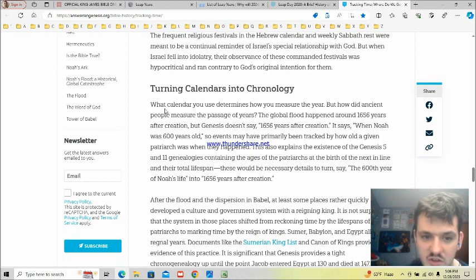Turning from calendars to chronology: when the calendar was developed to measure the year, how did ancient people measure the passage of years? The global flood happened around 1656 years after creation. Genesis doesn't say 1656 years after creation. It says when Noah was 600 years old, so the events were primarily tracked by a person's age when they happened. But Genesis chapters 5 and 11 also give genealogies of the ages at the birth of the next in line, and the lifespans. Together, the 600th year of Noah's life comes to 1656 years after creation.